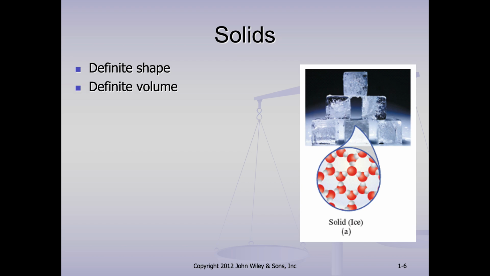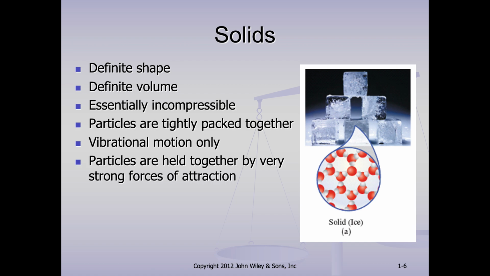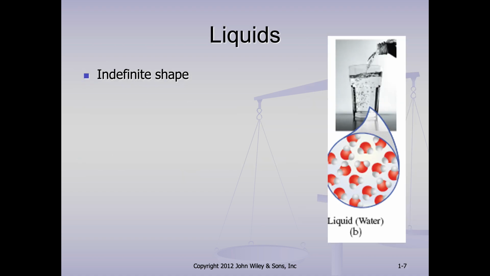Solids have a definite shape, a definite volume. They're essentially not compressible. Particles are very tightly packed together. They have vibrational motion only. They're held together by very strong forces of attraction. So they stick together, they can't move past each other, and they hold onto each other very tightly. That's why a solid has a definite shape and a definite volume.